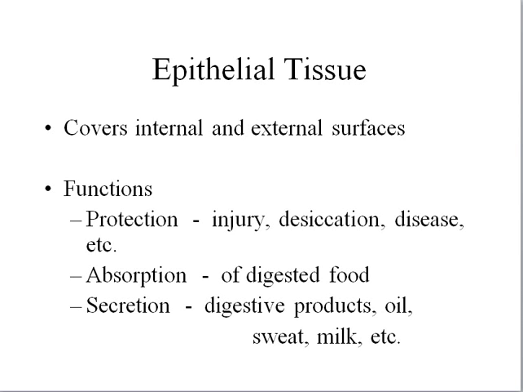Let's start with epithelial tissue. Epithelial tissue covers the surfaces of your body. This includes both external and internal surfaces. Examples include the outer surface of your skin, the linings of body cavities, covering the surface of the internal organs, even lining blood vessels. Depending on its location, epithelial tissue may have 3 different functions.